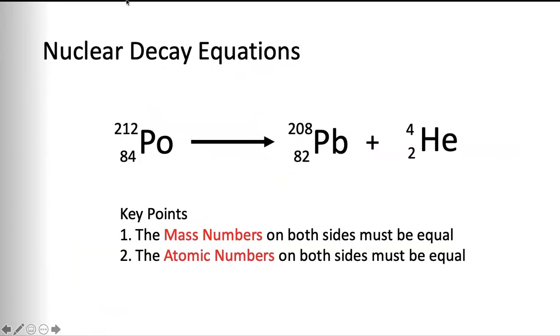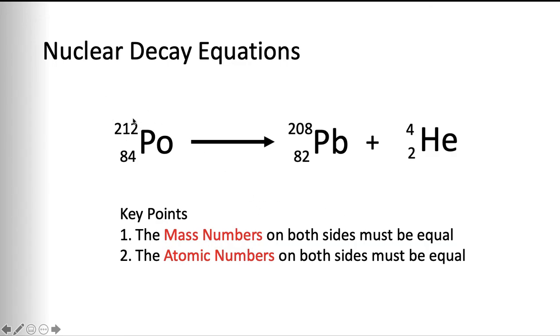So let's talk about how to balance nuclear decay equations. We're going to treat these as mathematical equations with the left side and the right side. And the key point that you have to remember is that the mass numbers on both sides must be equal, and the atomic numbers on both sides must be equal. And as you see here, the helium particle or the alpha particle has a top number which is counted as a mass number, and the bottom number is the Z number, which is counted with the Z number of the element over here.